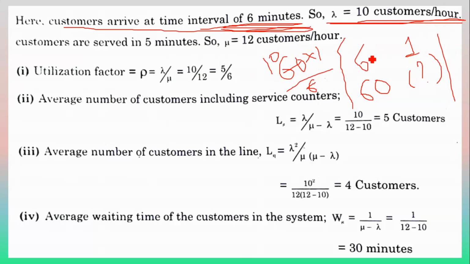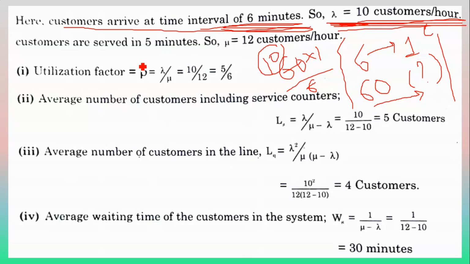So for 6 minutes there is one customer. So for 1 hour, the 1 hour એટલે 60 minutes થાય. So for 60 minutes there will be how many customers? So the calculation will be 60 into 1 divided by 6. So that will be 10 customers per hour. So that is nothing but your arrival rate, that is already shown, that is lambda is equal to 10 customers per hour. That is your value of lambda.